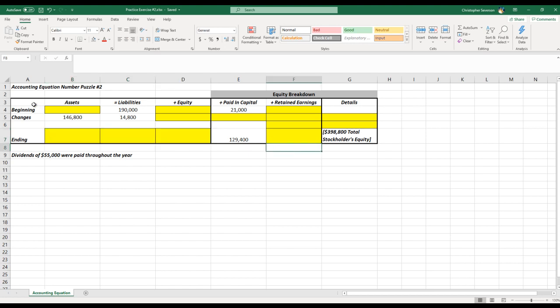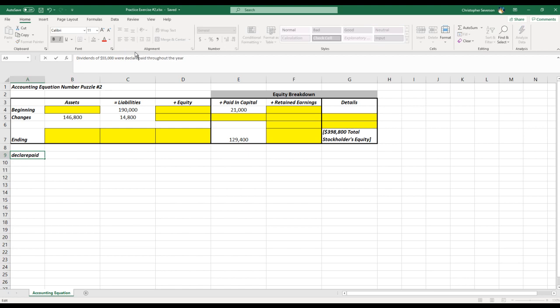Now, in addition to the amounts that are given to you in the basic accounting equation, notice that there's also a check figure here for total stockholders' equity, as well as one for dividends. They're telling you how many dividends were paid throughout the year. And I should say declared and paid, because really declared is what we're going to be more concerned with for retained earnings. You'll learn that in later discussions, but I should change that there just to clarify.